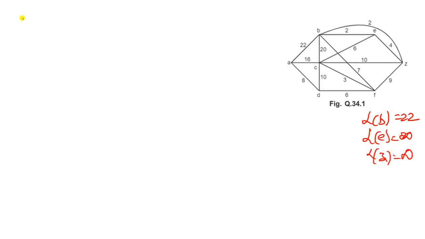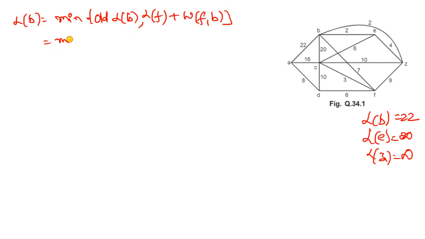Okay, now check L of B. L of B is equal to what? Minimum of old LB value, comma L of F plus weight between F comma B. You see here, minimum of old LB value is what? 22. Okay. L of F value is what? 14. Plus F to B. Check whether F to B path is existing or not. F to B path is existing. So what is that? 7.